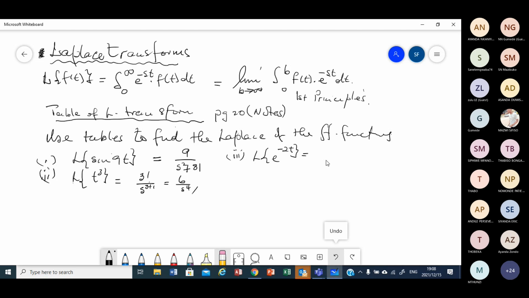The Laplace of e to the power minus 2t is 1 over s plus 2. Number 4, the Laplace of t sine square root of 3t equals to.